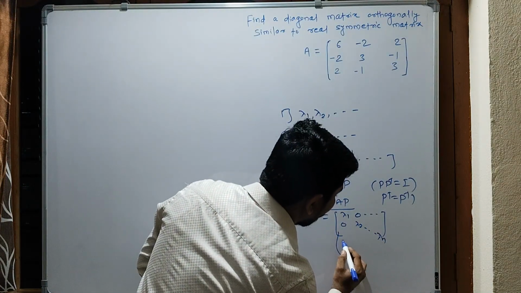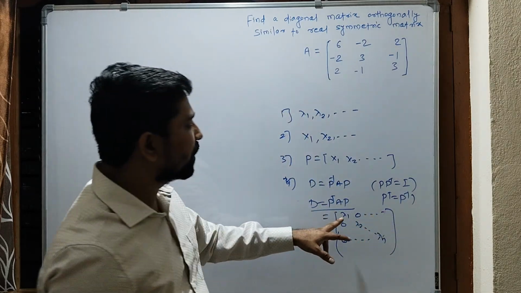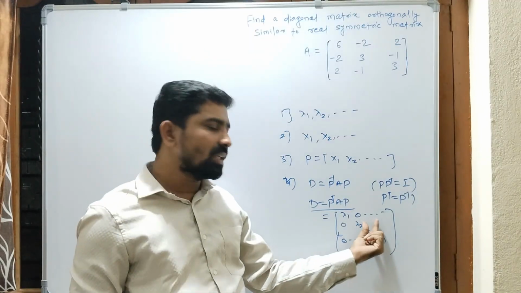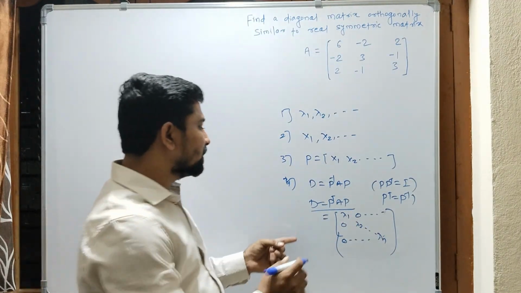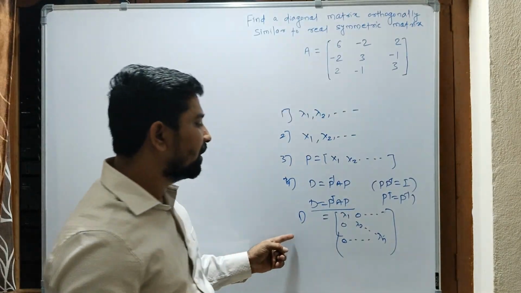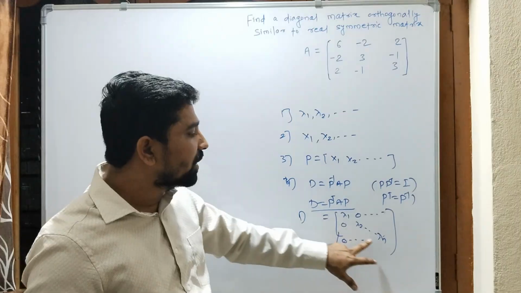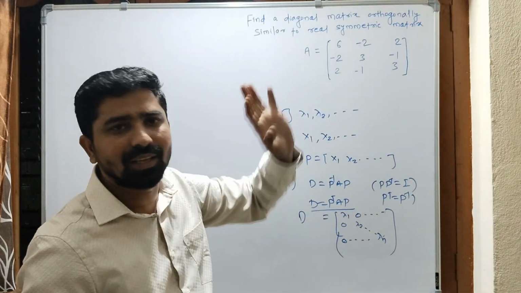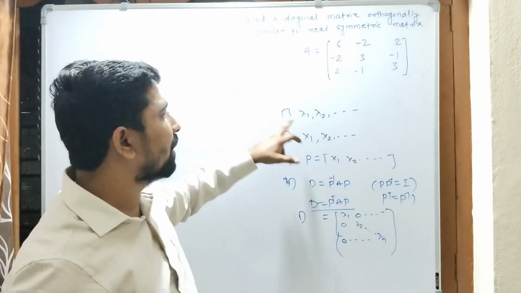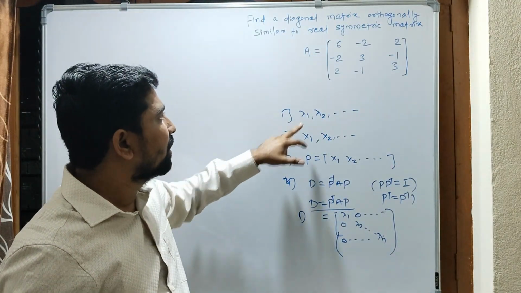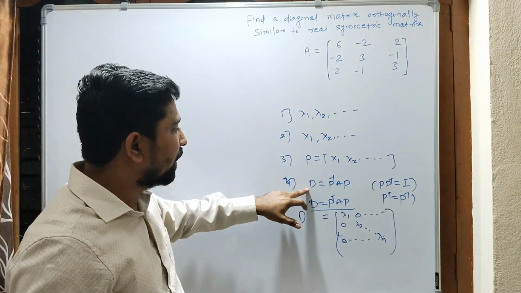You will get 0s elsewhere, which means you will get the diagonal matrix with the eigenvalues of your matrix A on the diagonal. That is your aim: to find D, the diagonal matrix having all the non-diagonal elements 0 and the diagonal entries being the eigenvalues of this matrix A. I will find this one by one. First I will find the eigenvalues, after that the eigenvectors, and after that I will build the model matrix and D.